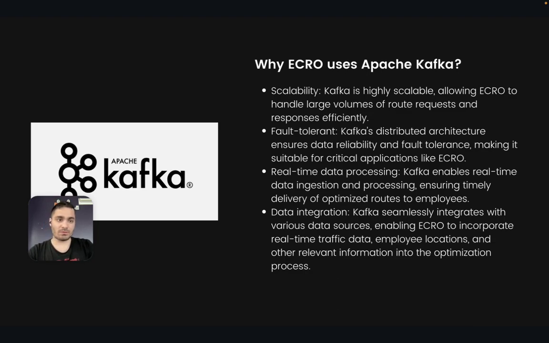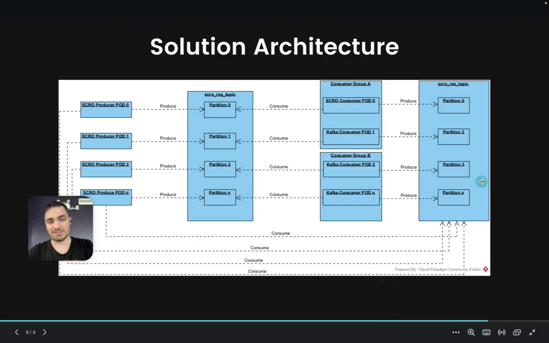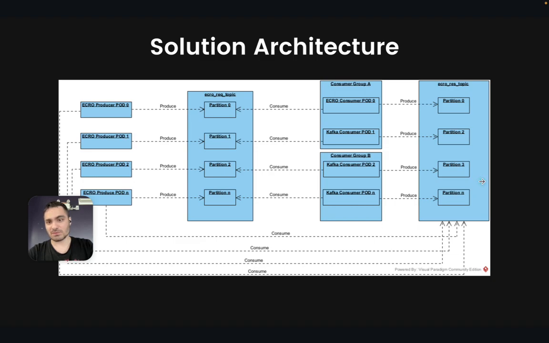So actually, apart from the main goal of ECRO, the whole solution architecture can be used for many other purposes, not only finding the route. So you basically can clone the Git repo and start experimenting with it. Implement any kind of service. The main idea is message forwarding between services, between microservices.